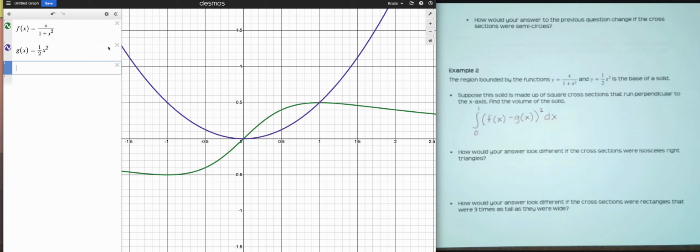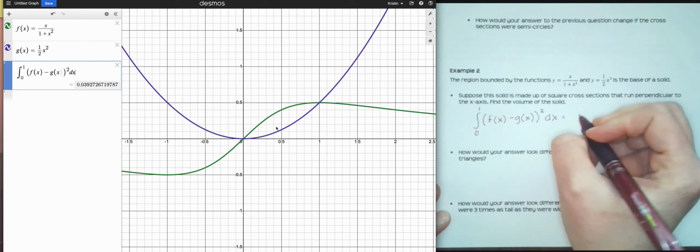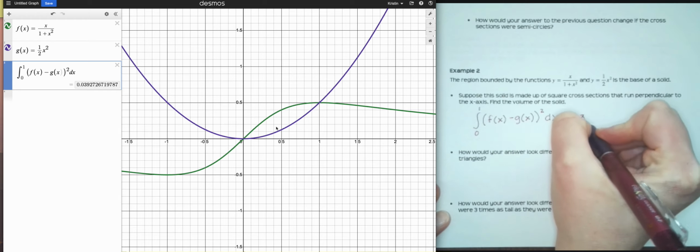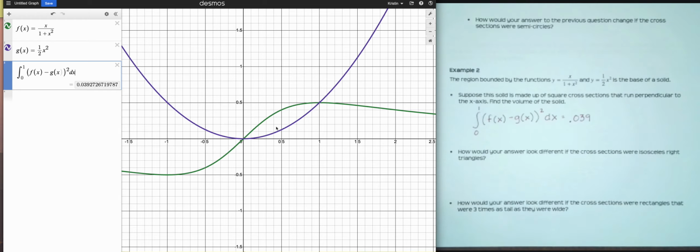So let's see. Integral 0 to 1 of, and because I named the functions up above, I'm just going to type them in like that. I had to do that graphing anyway to be able to see where my endpoints were, so I may as well use it. And this one has a very teeny tiny volume, which you have to remember, this is a really teeny tiny shape here. So this volume is 0.039. Technically that would be cubic units, but because I didn't give you any sort of unit here, I'm not going to stress about it. Okay?